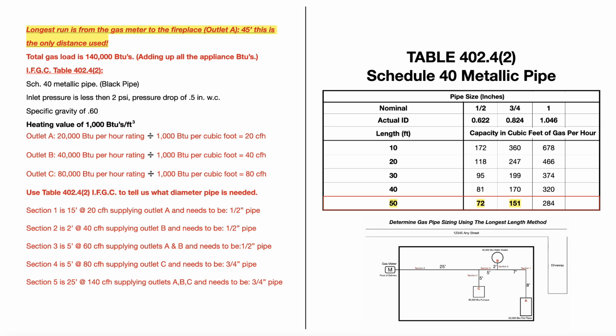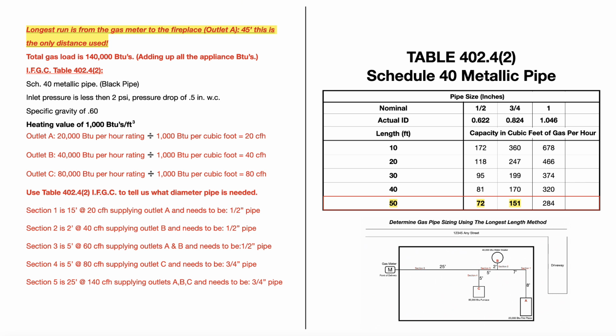So here's how we calculate what diameter pipe we need. So the total gas load, 140,000 BTUs. You get that by adding up all the appliance BTUs according to their data plates. Outlet A is rated at 20,000 BTUs per hour. You divide that by 1,000 BTU per cubic foot, you get 20 cubic feet per hour.